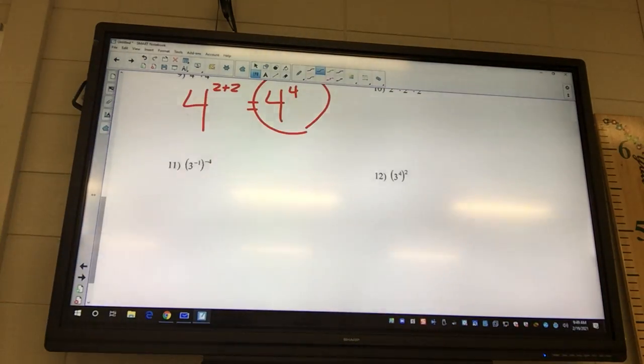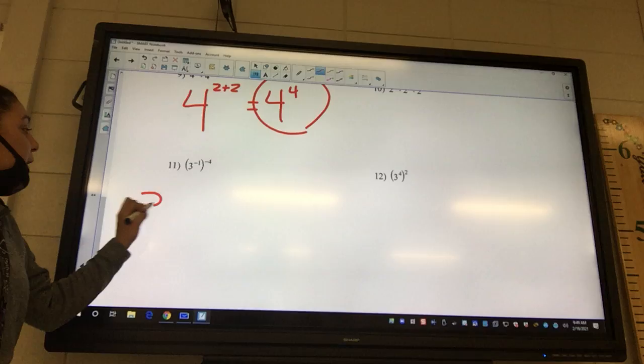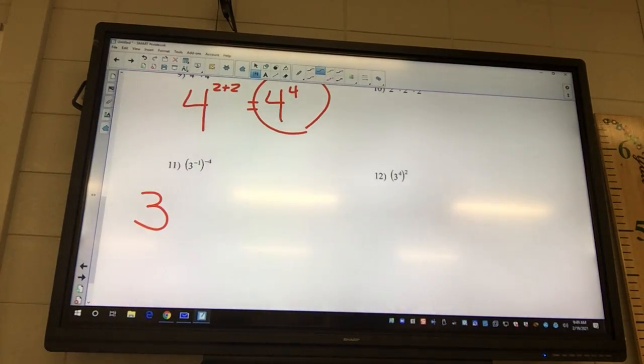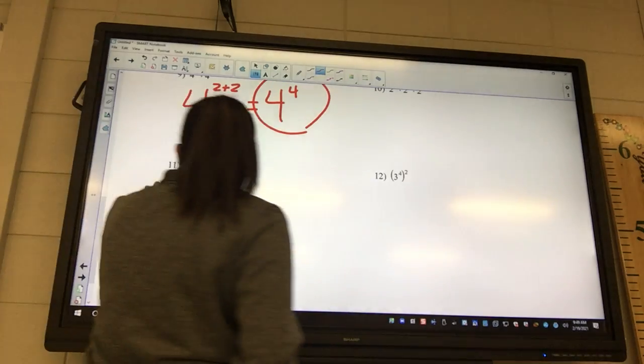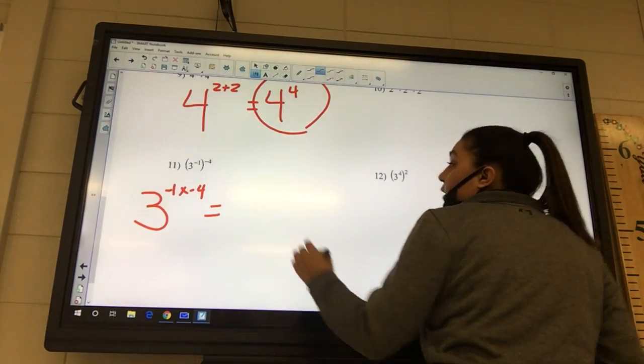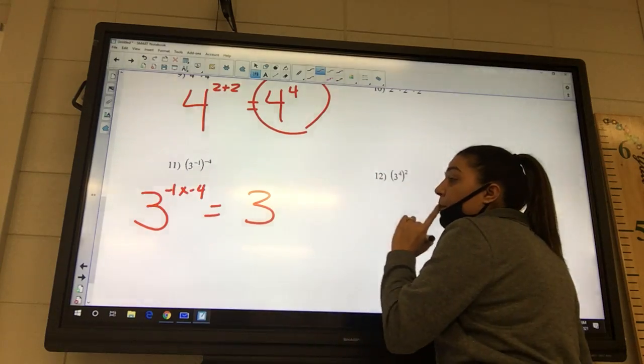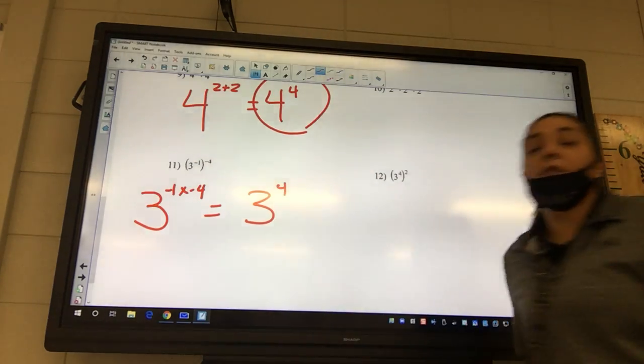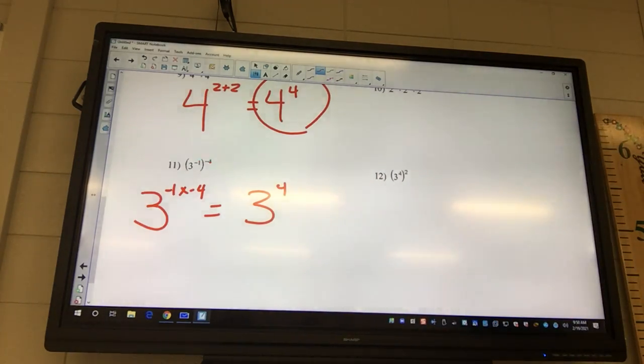Okay, 11. What kind of rule is that? Product. It's the product rule. Okay, product, parentheses. We're going to keep the base, and what do we do with the exponents? We multiply the exponents, so it's going to be -1 times -4. So it's going to be 3 to the 4th. Do we have any negatives? No. Do we have any zeros? No.